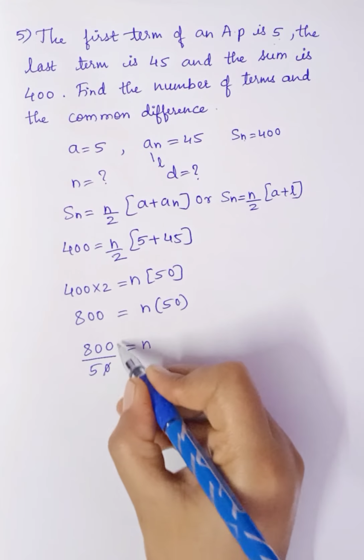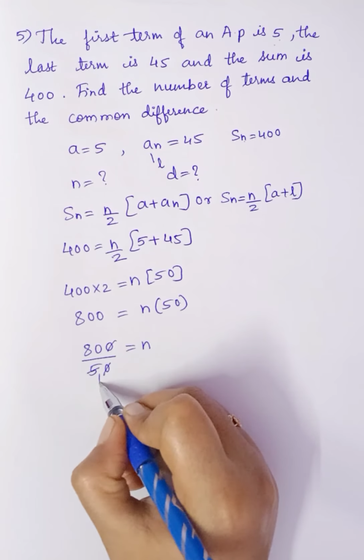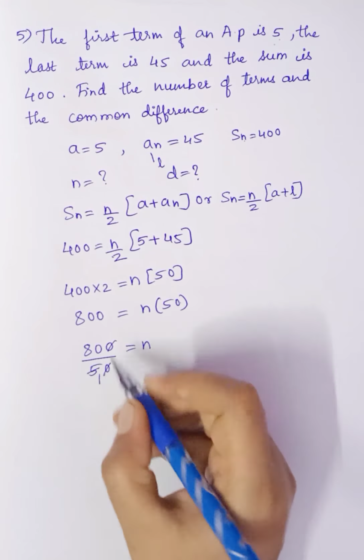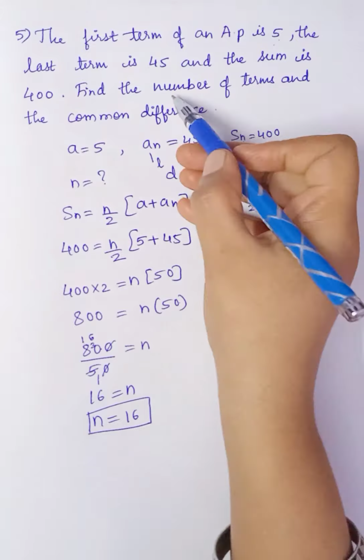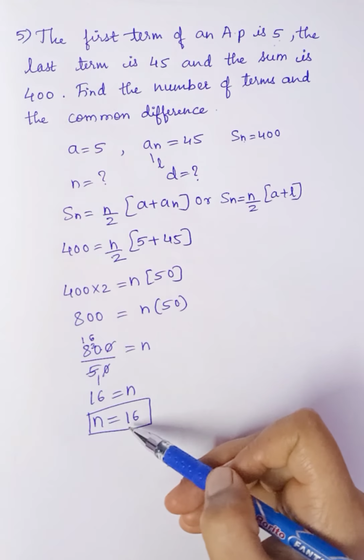So 0 0 will get cancelled. See, there is no 8 in 5 table, so I am going to take 5 from this. So 5 ones are 5, if I take, 3 will remain. So this will become 30. 5 ones are 5, 3 remains. So this will become 30 because there is 0 here. So 5, 6 are 30. 16 is equals to n, or n is equals to 16. See, first part we have solved, that the number of terms they have asked, it is 16.